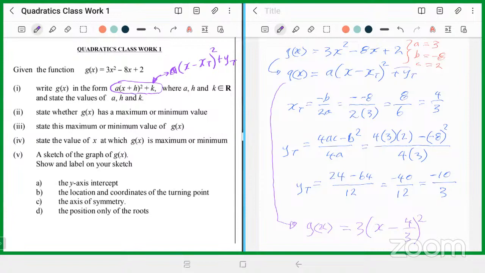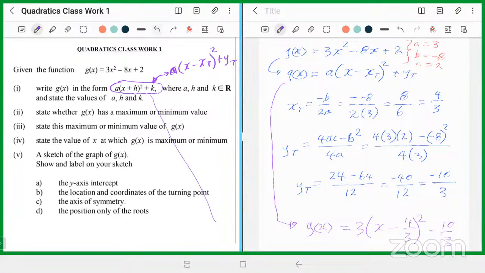And then as we said, the plus yt is negative 10 over 3. So I can just write it like this, minus 10 over 3. I don't have to put plus minus 10 over 3 because plus minus is the same as minus, right? So this becomes just minus 10 over 3. And that is it. I've written it in this format that they asked me to do it over here.